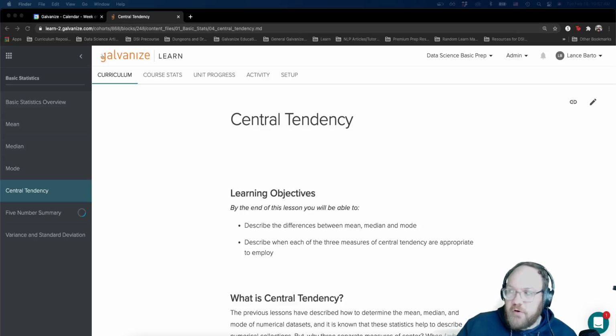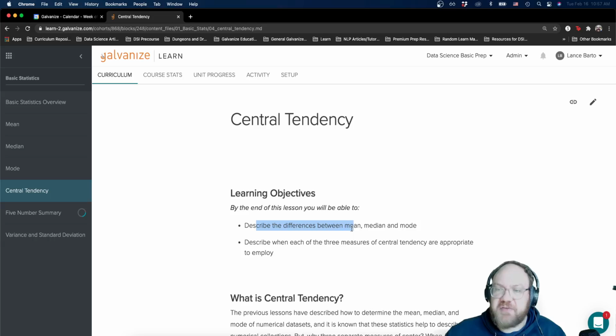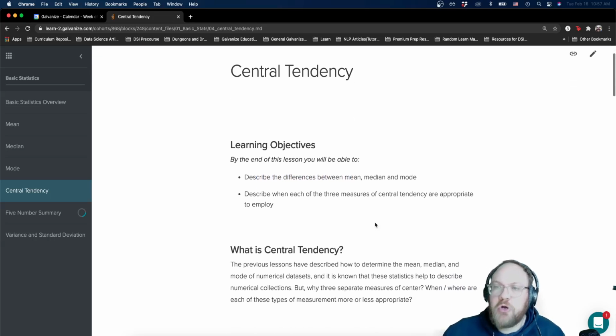Now that we've covered the three main measures of central tendency, the mean, the median, and the mode, it's best to discuss which one we should use and when. So, let's describe the differences between the mean, median, and mode. Remember, the mean is like an average. The median is the center value, where half of the data set lies below the median and half of it lies above, right?